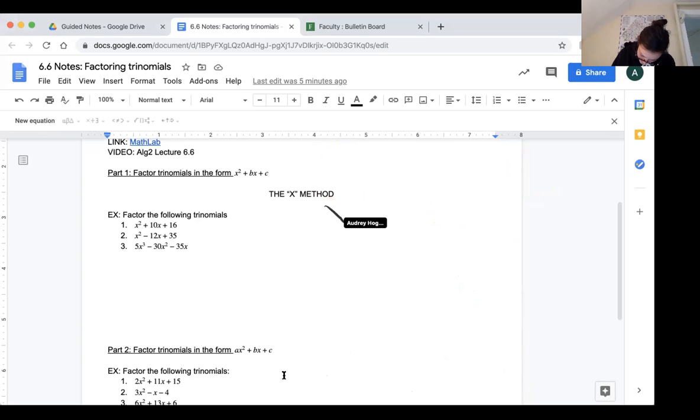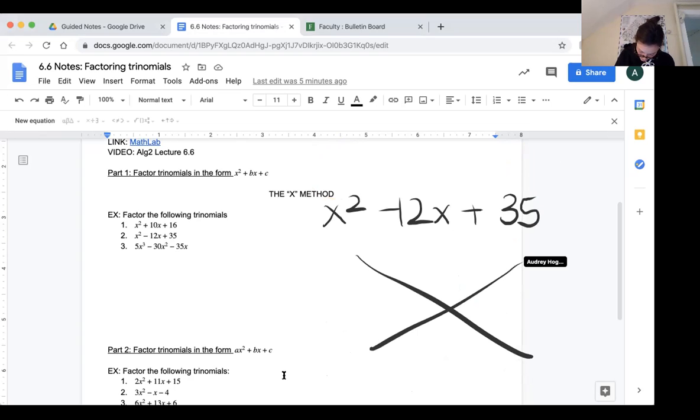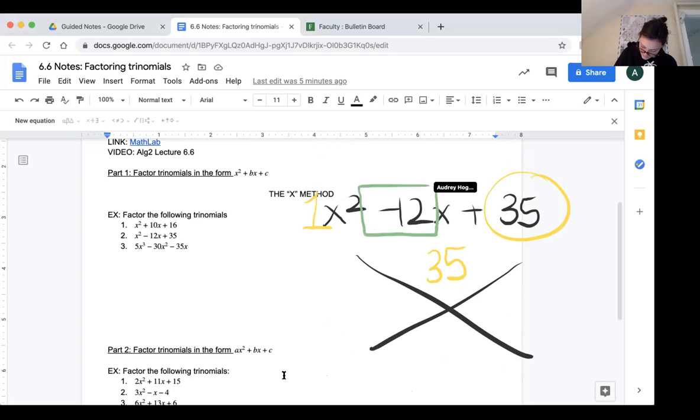So let's do another one. We have x squared minus 12x plus 35. So we're going to draw our x. In the top, we put this coefficient times our last number. 1 times 35 gives us 35. In the bottom, we put this middle coefficient of x. That's going to be negative 12. Since we have a negative number in the bottom and a positive number on the top, we know that there's going to be some negative signs floating around here.